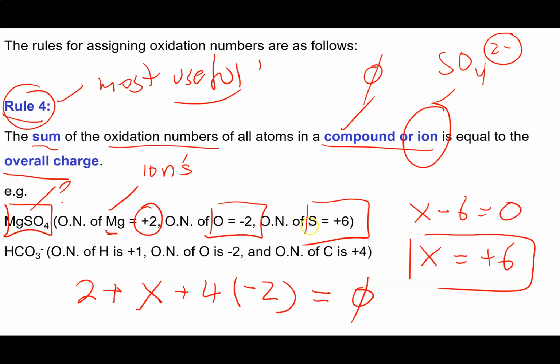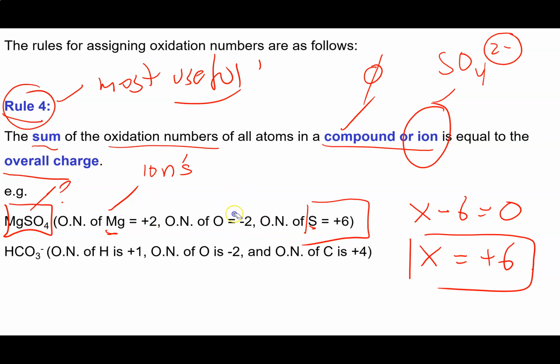To solve for the oxidation number of the sulfur, which is unknown, I use rule 4 that says for a compound, the oxidation numbers have to sum to the overall charge. And for a compound, the overall charge is always 0. So that means that I've got to add together the oxidation number of the magnesium to the oxidation number of the sulfur to 4 times the oxidation number of the oxygen. And all of those added together will equal 0. And then I can solve for X, which indicates the oxidation number on the sulfur. So rule 4 is really handy. Like I said, it's often your most useful rule. You need it really when you don't have a specific rule for your particular atom that you're looking at.